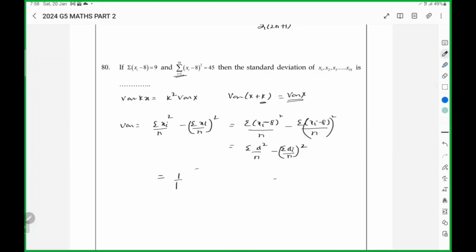Here it is 1 by n. So here it is sigma di square, which is 45, minus sigma di, which is 9, by n whole square. Earlier I wrote in reverse order: 5 by 2 minus 1 by 4. So it is 9 by 4. This is the answer, which is 2.25.